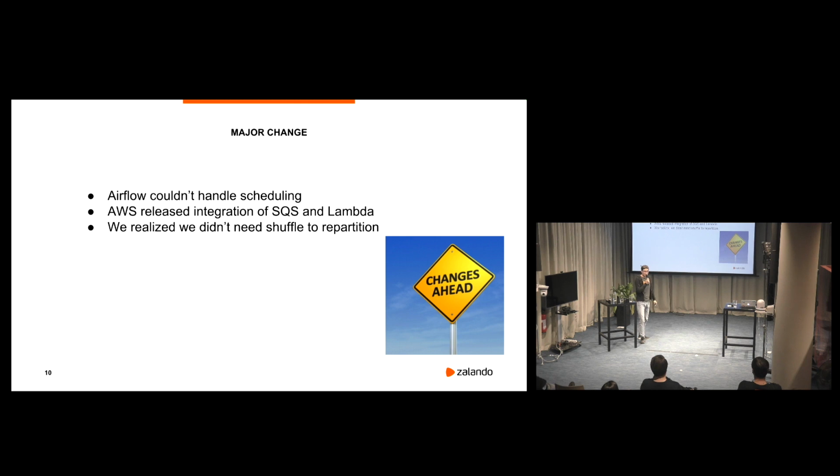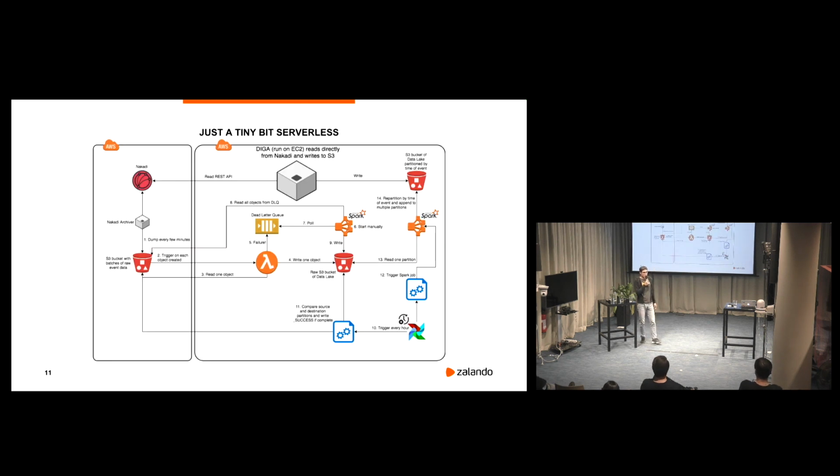And yeah, we started thinking maybe we just change everything. And so this is what we had. And the first thing we tried was the integration between SQS and Lambda. In the middle you see the Spark disappeared, because the same dead letter queue we were now able to connect to the same Lambda.